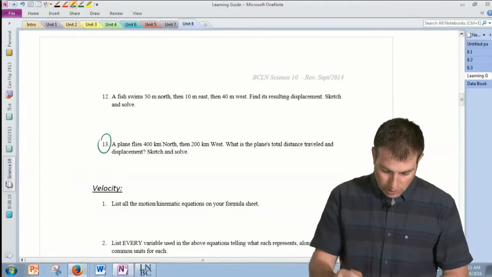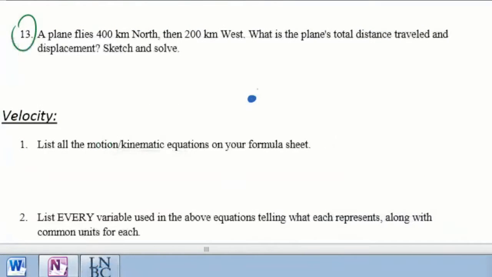Okay, let's draw our plane. Our plane is this dot. Like I said, always draw a picture, even if it is a dot and arrow type picture. So 400 kilometers north. There's 400 kilometers. Put that on the other side. And then we're flying 200 kilometers west. And what's the plane's total distance traveled and displacement?